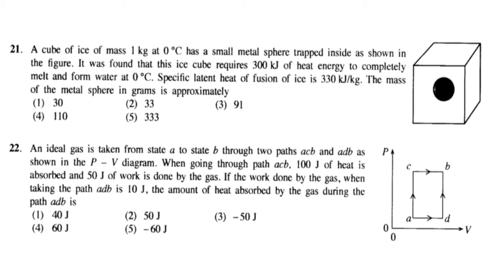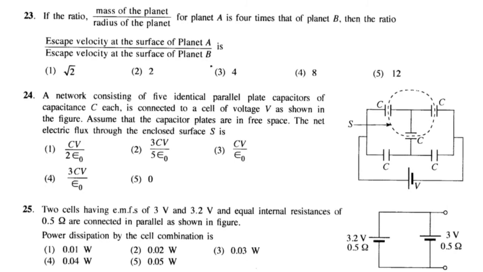Now consider the path ADB. There delta W is 10 joule. You have to find the delta Q. And delta U, the increase in internal energy, does not depend on the path it takes. So delta U is the same as before, it is 50 joule. So use delta Q equal delta U plus delta W. Delta U is 50, delta W is 10. Then delta Q is 10 joule. Answer is 4.